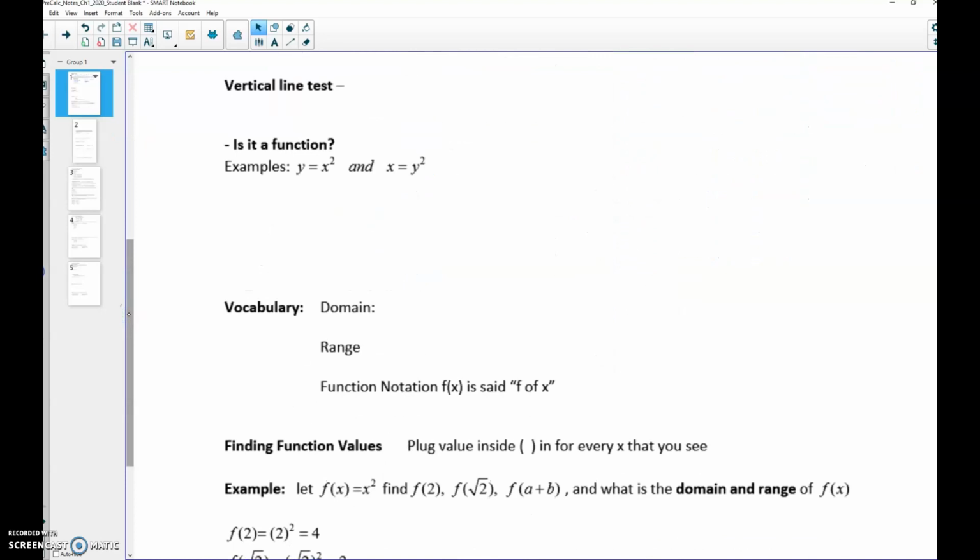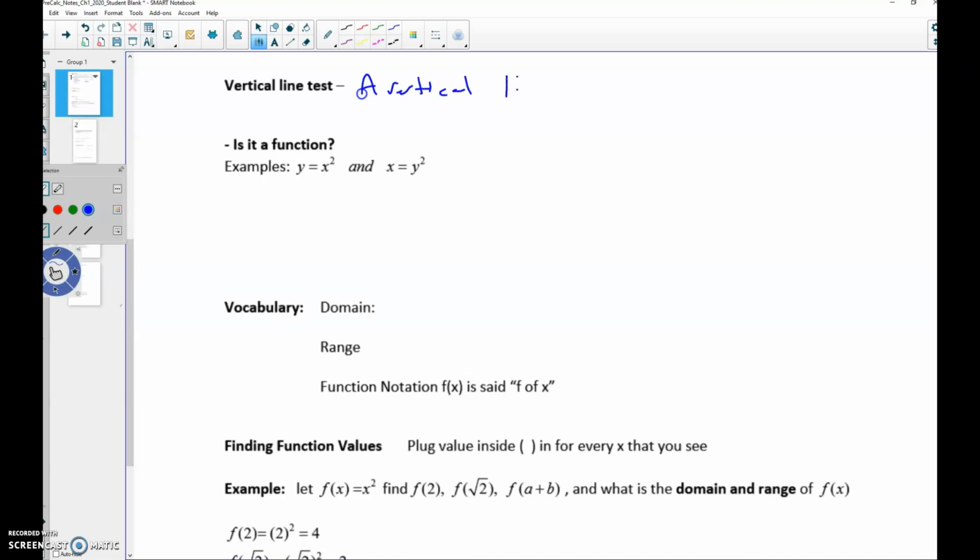Alright, sorry about that little technical error there. So the vertical line test is used to determine if the equation is a function or not. You put a vertical line anywhere on the graph, and it should only hit the graph once.